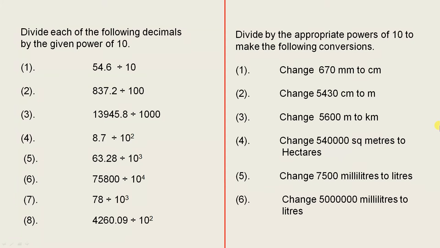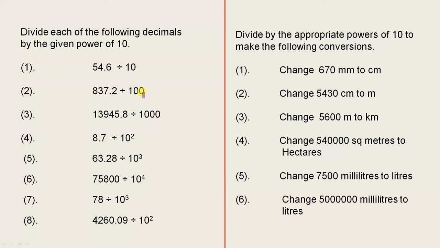So let's see what's required here. Divide each of the following decimals by the given power of 10. So number 1, 54.6 divided by 10. Now 10 is 10 to the power of 1. So that power is 1, and the lesson tells you what to do when the power is 1.